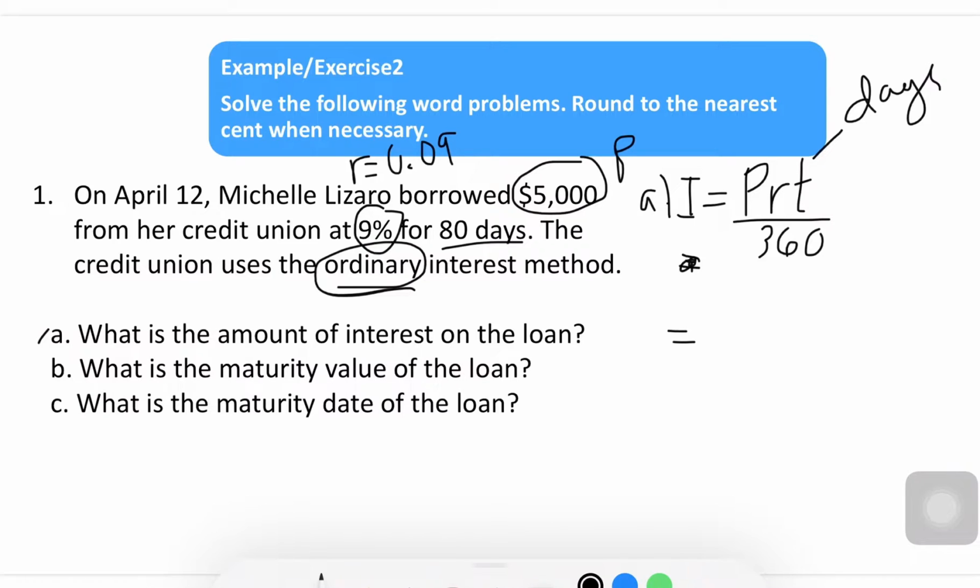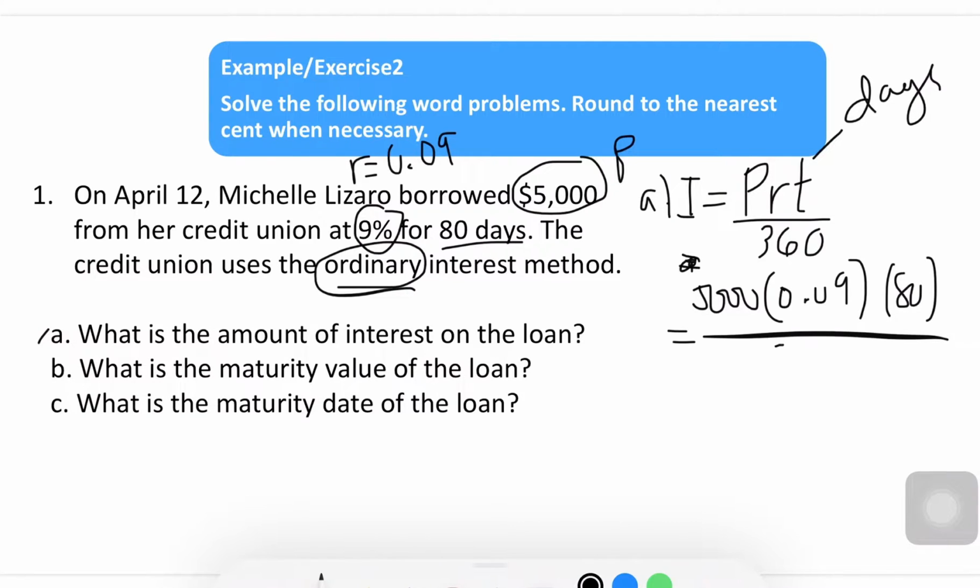Substitute. So P is $5,000 times the rate 0.09 times the time. What is the time? In days, so we have 80 days, so divide by 360. What is the result? Use your calculator. So it is 100. So the interest, or the money gained, is $100.